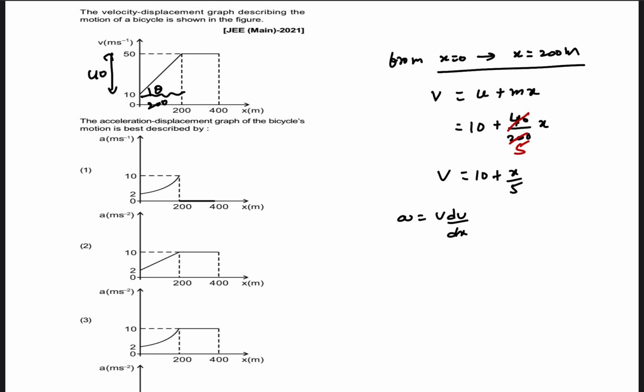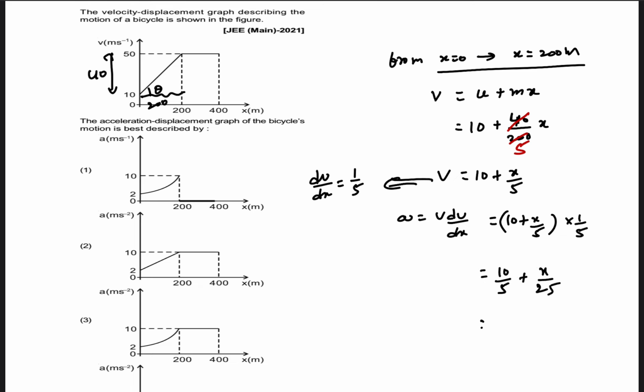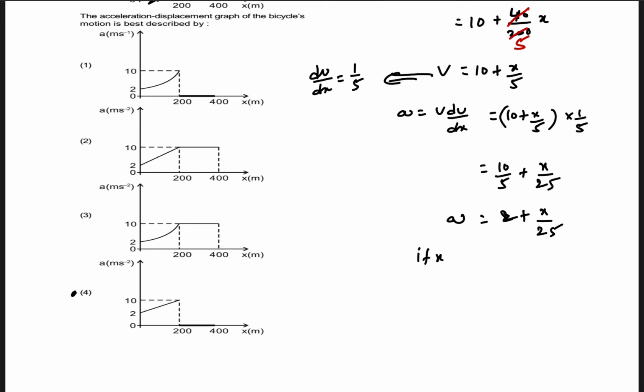Now you know that A is equal to V dV divided by the dx. That's why I am calculating dV by dx value. That is 1 by 5. I am writing here 10 plus x divided by the 5 into 1 by 5. You will get 10 by 5 plus x divided by the 25. We will get 2 plus x divided by the 25. That is acceleration.